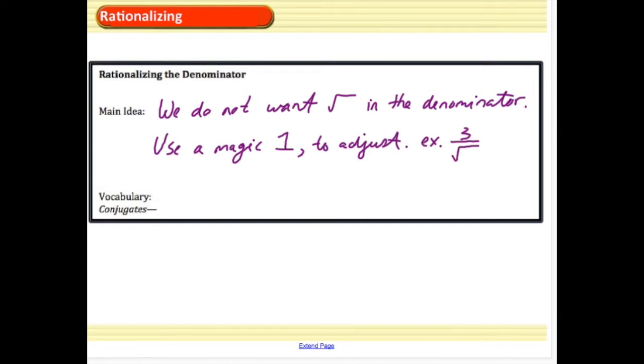So the example would be 3 over square root of 5. We're going to multiply by square root of 5 over square root of 5. And that's because the square roots multiplied together equal the whole number. So now my answer is 3 square root of 5 over just the number 5. By multiplying a square root by itself, you get the whole number without the square root.